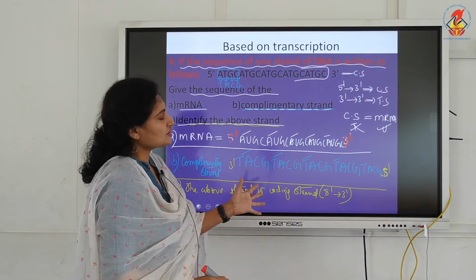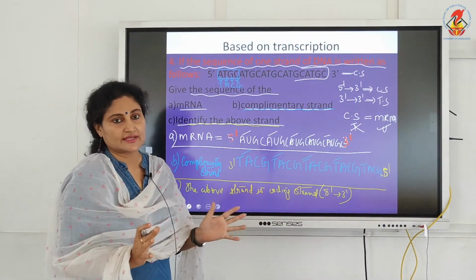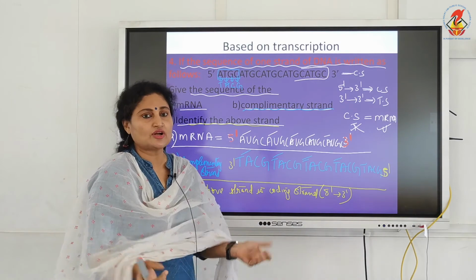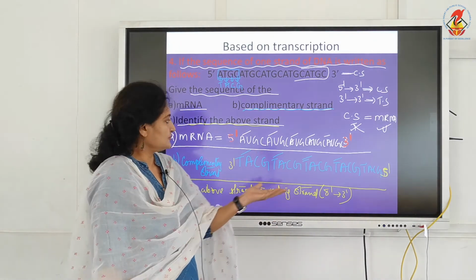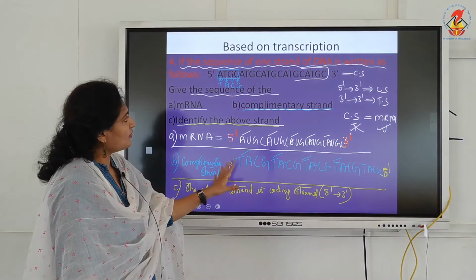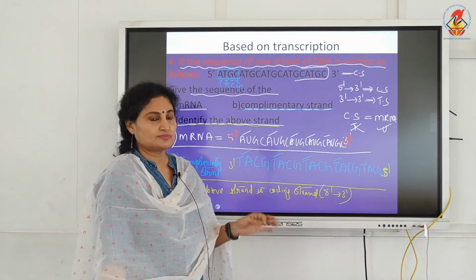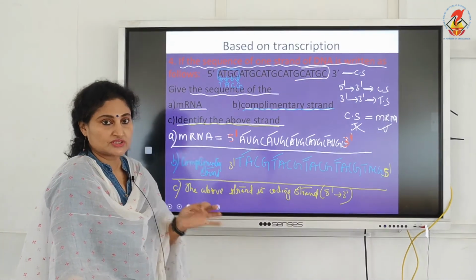So all possible questions are put in this one slide. So you need not do much reference. You don't need to do any reference. This one, you try to work out one problem. This will help you for solving any problems coming under transcription for the CBSE 12th.